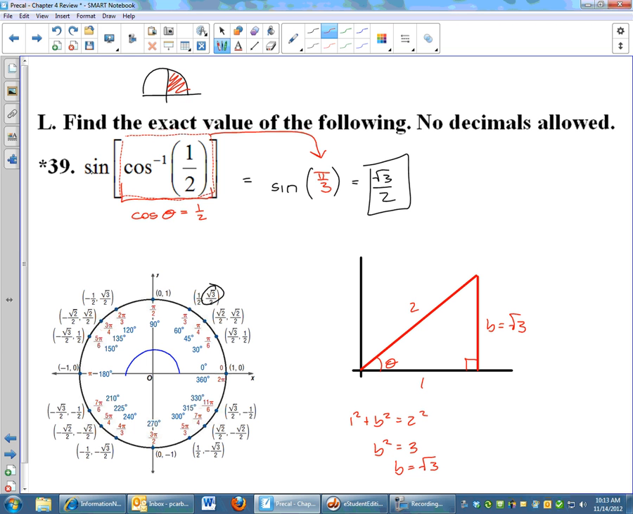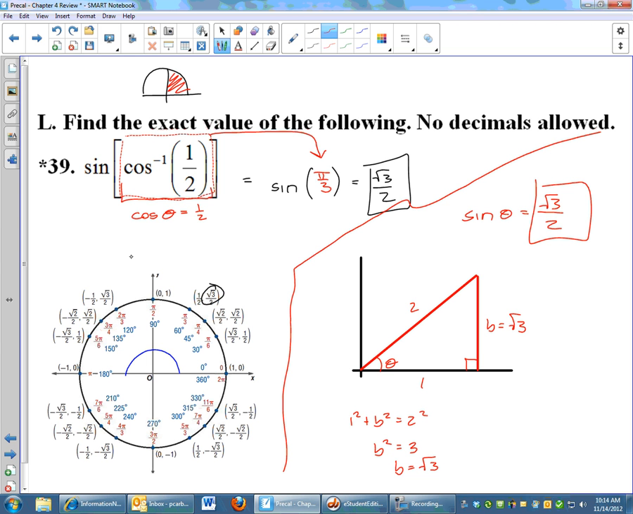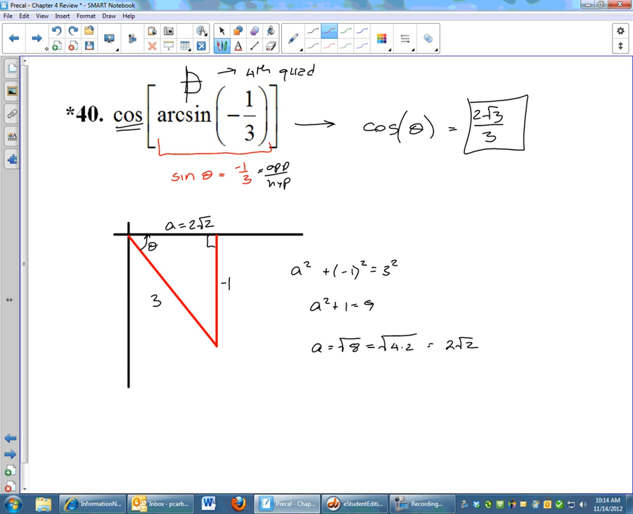And then we need the sine of this angle. And the sine of theta in that triangle is opposite root 3 over the hypotenuse 2, which is the same thing. You get the same thing either way. So if it's on the unit circle, you can base off the unit circle, or even if it is on the unit circle, you could still draw the triangle to match that situation. So there's 39 and 40.